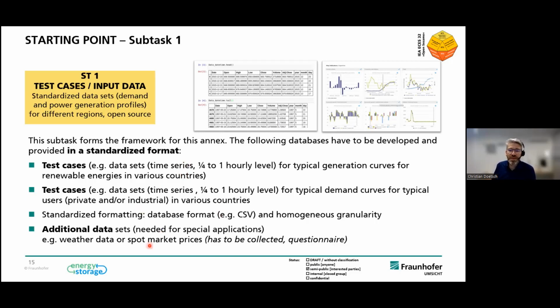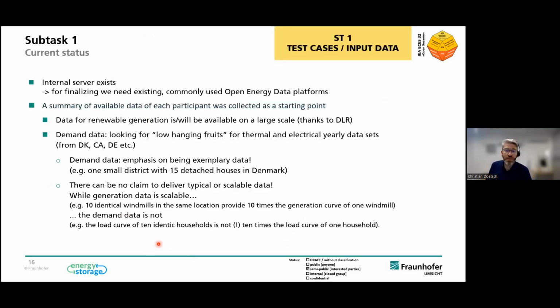And all this data had to be standardized in, for example, a CSV format at the end. And we have to have some additional data, for example, like prices and so on. This was the aim. Now the next slide, what is the current status at the moment?